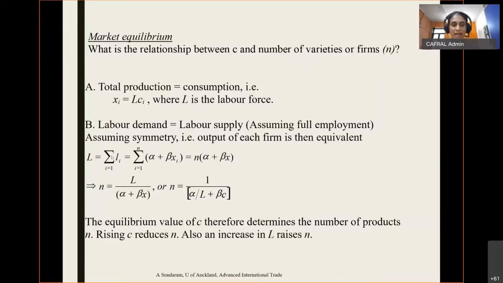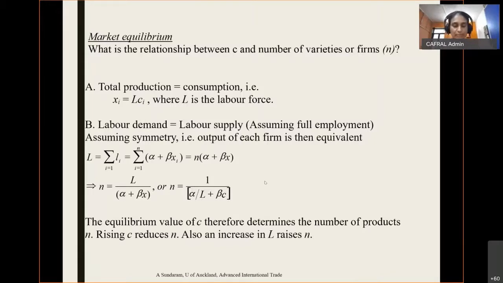Labor demand is just the sum over all the firms in the economy of how much each firm demands, which is Li. I can substitute in for Li from the production function, and that gives me N times alpha plus beta X, where X is production. Then I can write N as a function of L in the numerator and alpha plus beta X in the denominator. But I know that X is simply L times C from condition A, total production equals consumption. Substituting for X, I have my final expression for the number of firms in equilibrium, which is 1 over alpha over L plus beta times C.